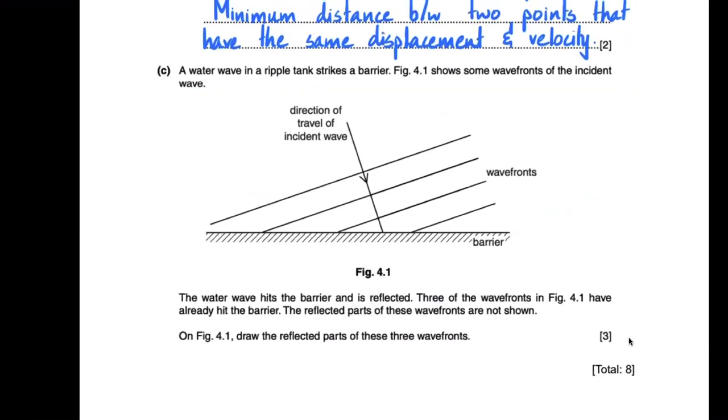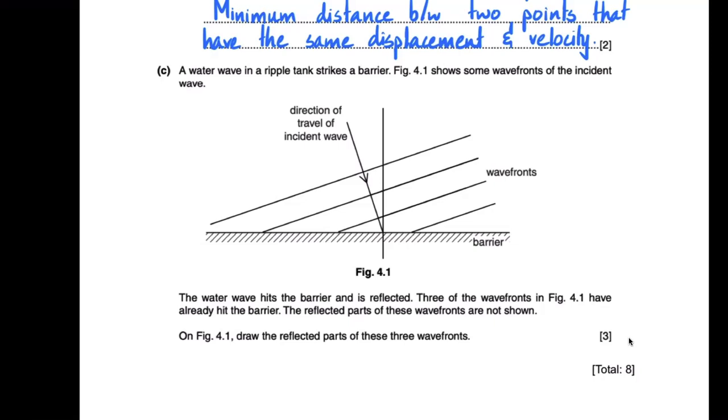A water wave in a ripple tank strikes a barrier. 4.1 shows some wavefronts of the incident wave. Wave hits the barrier and is reflected. 3 of the wavefronts have already hit the barrier. Reflected parts are not shown. Draw the reflected parts of these 3 wavefronts. So first of all, the normal, then the reflected parts, and we've talked about this, that when you make reflected wavefronts, make sure that according to symmetry, because the angle of incidence and the angle of reflection are also equal here, they must intersect at the normal.